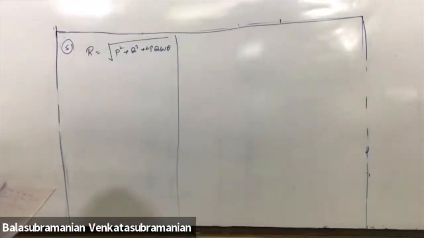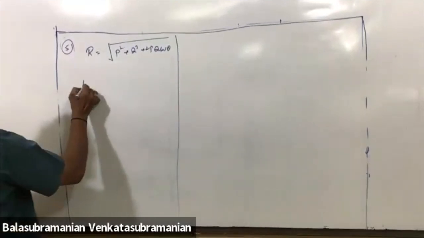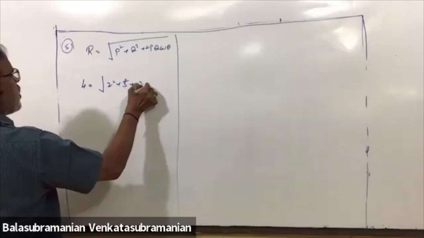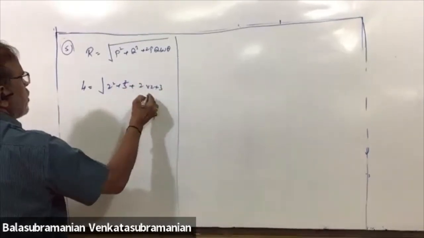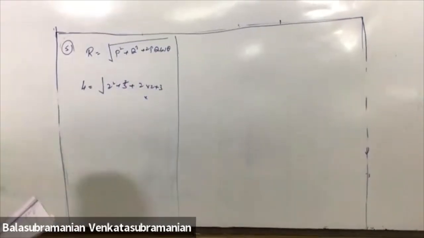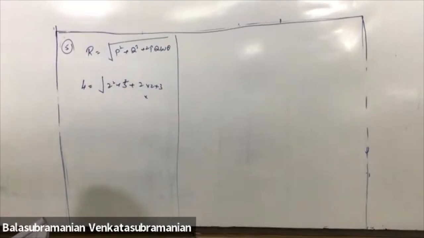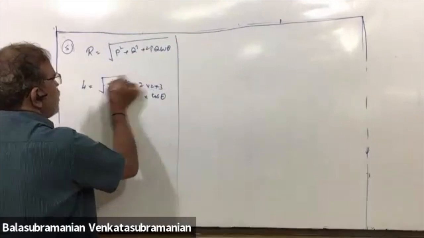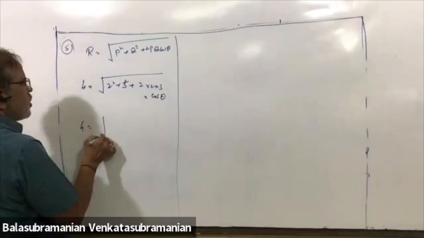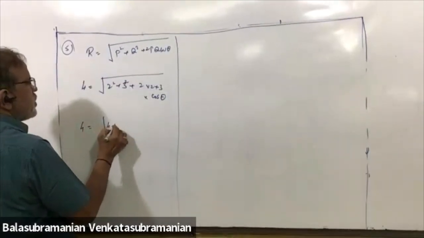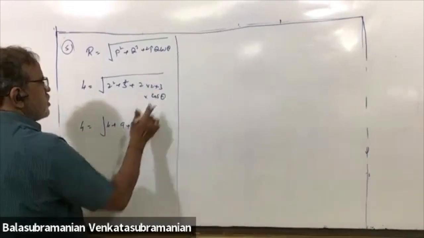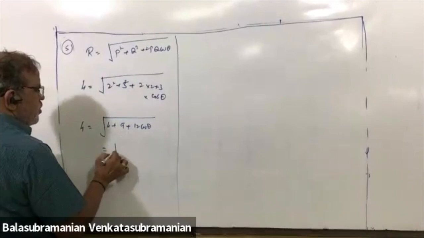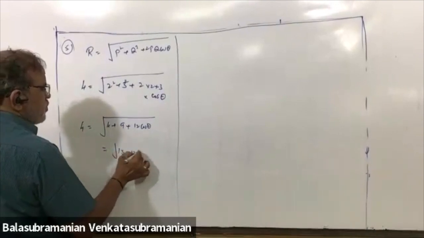R is 4 Newton. This is 2 Newton, this is 3 Newton. The angle between them is what you have to calculate. So 4 is equal to root of 4 plus 9 plus 12 cos theta, that is, root of 13 plus 12 cos theta.